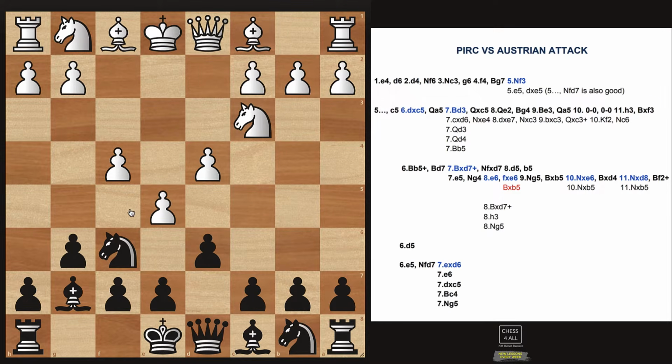So here, after e5, there are two variations, as you can see. I put d takes e5, and I also put there, you can read, that knight f6 to d7 is a good move. So you could look into both of them and then pick the one that you like the most. I'm going to recommend for now d takes e5.